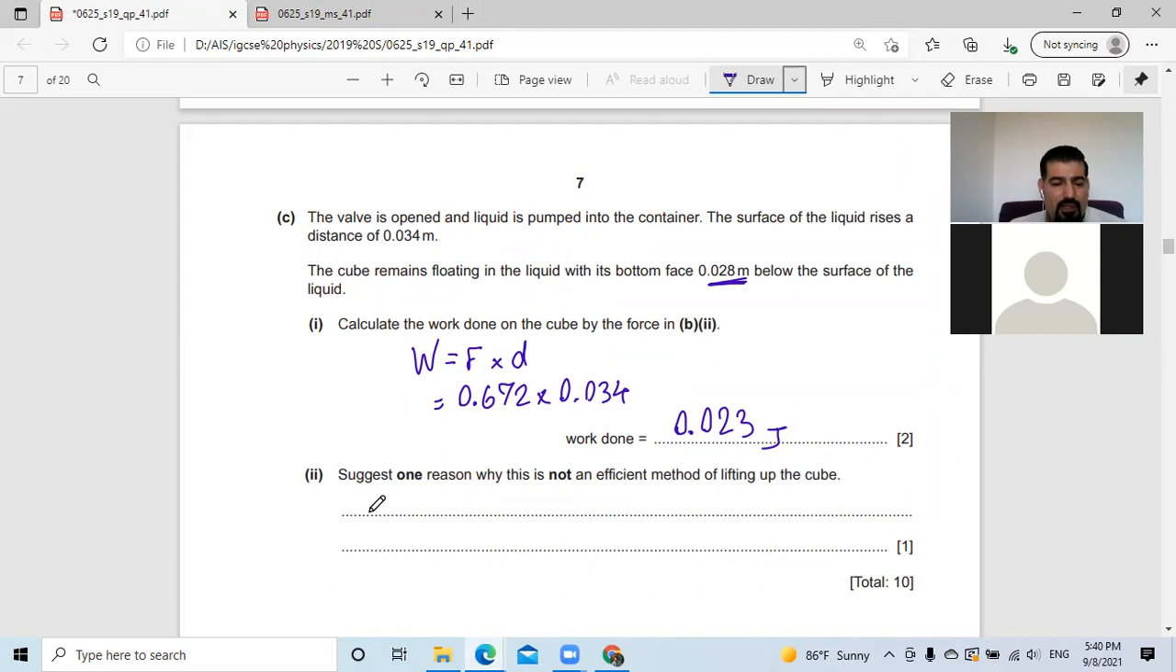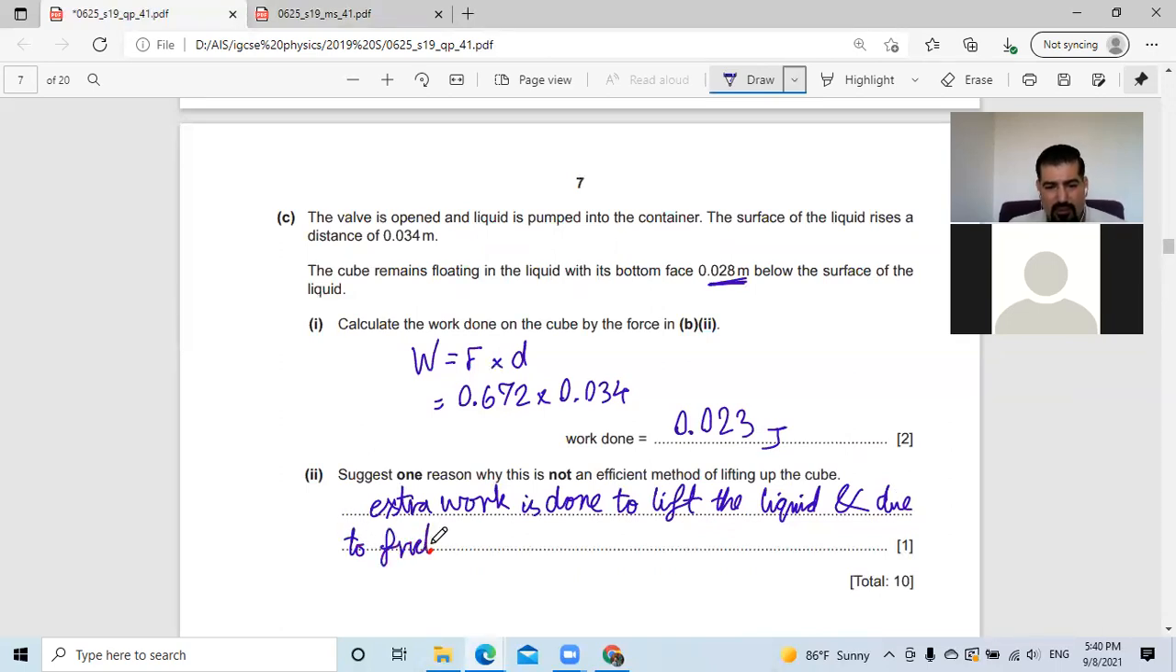So extra work is done to lift the liquid, and due to friction between the liquid and the pipe.